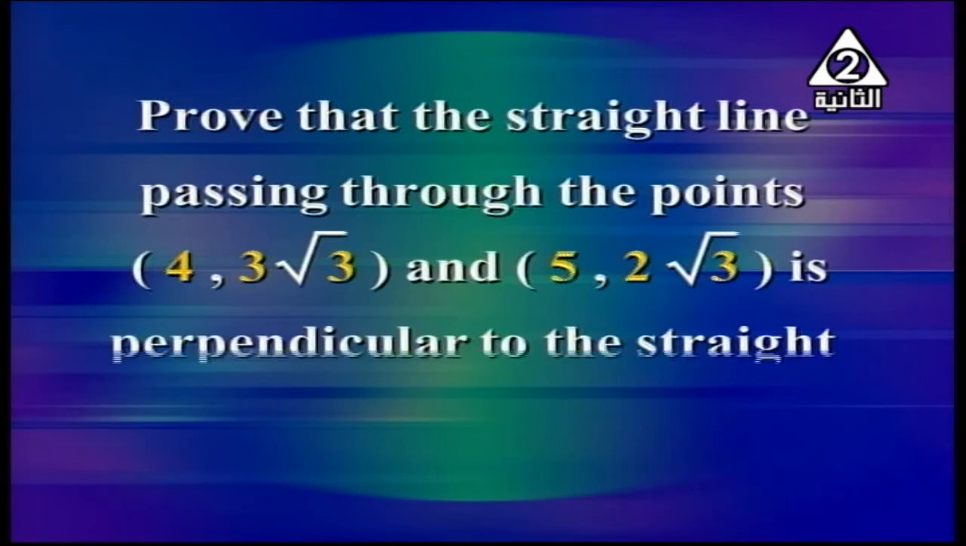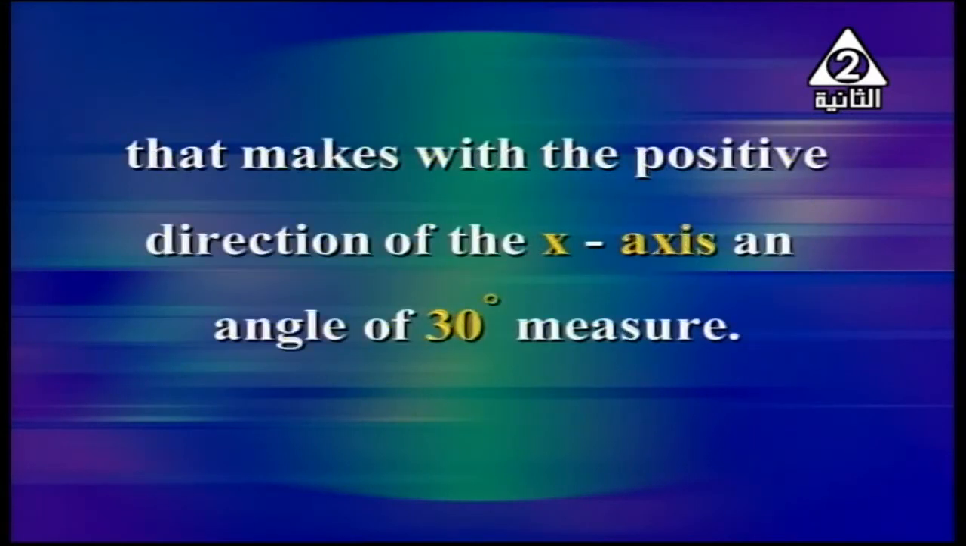Let us have examples. Prove that the straight line passing through the points (4, 3 root 3) and (5, 2 square root 3) is perpendicular to the straight line which makes with the positive direction of the x-axis an angle of 30 degrees measure. How can you prove that these two straight lines are perpendicular? Yes, that's correct, if the product of their slopes will be negative 1.